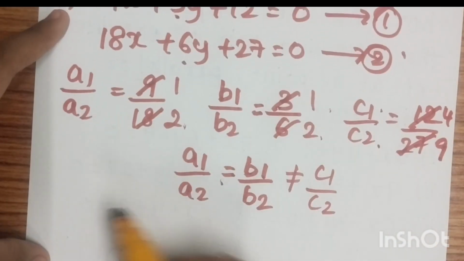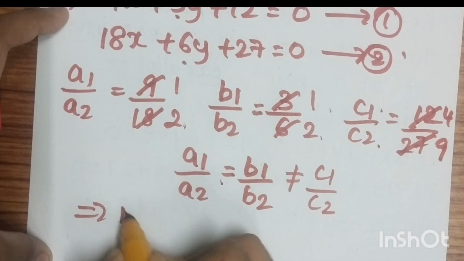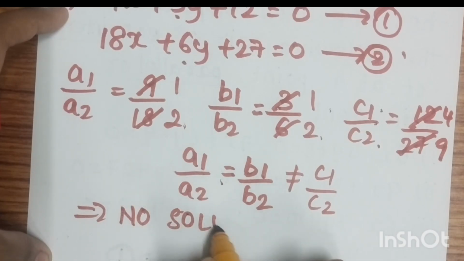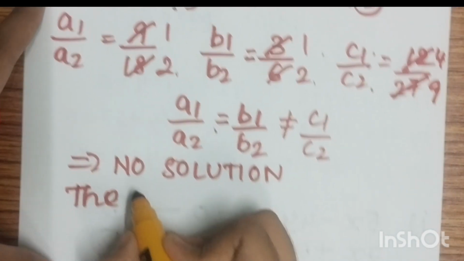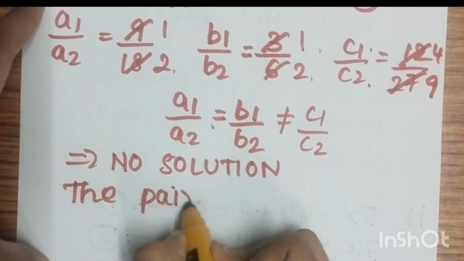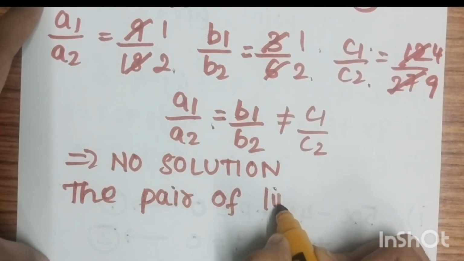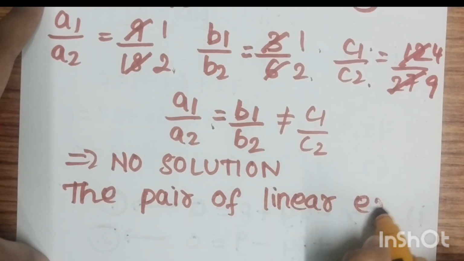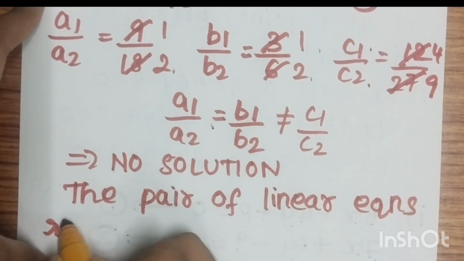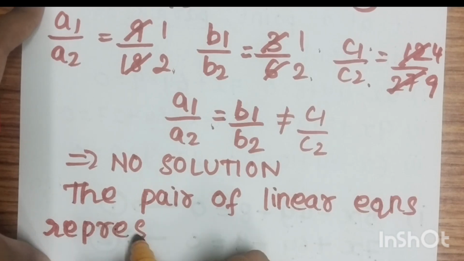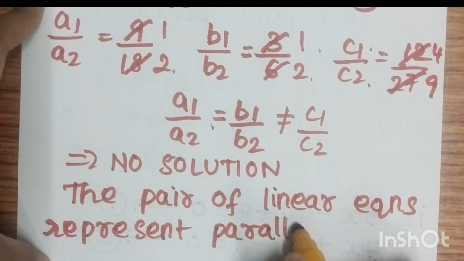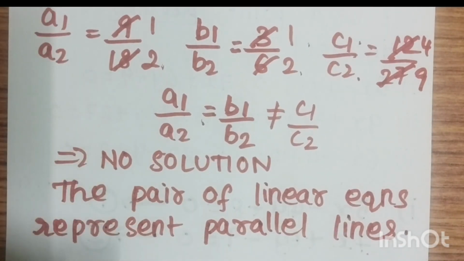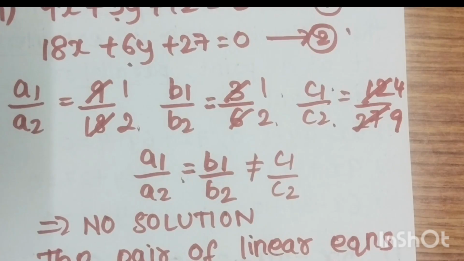So I am going to write, no solution, and the pair of linear equations represent parallel lines. Clear? So moving on to the next sum.